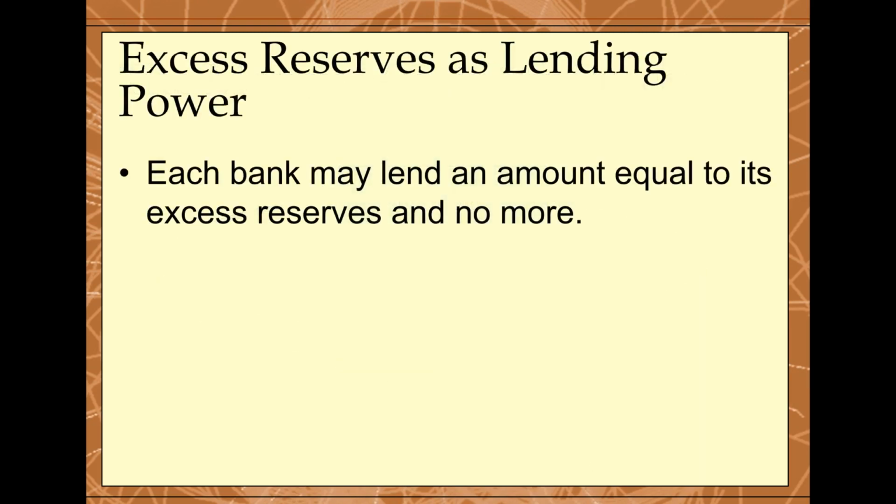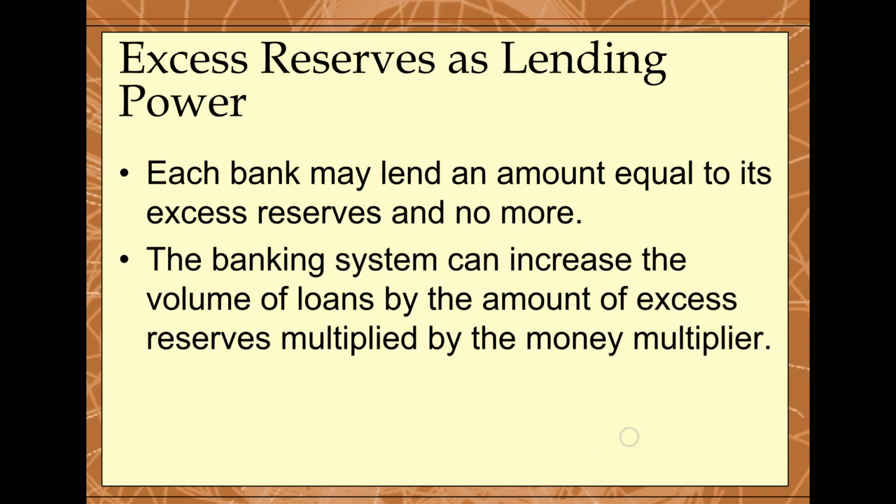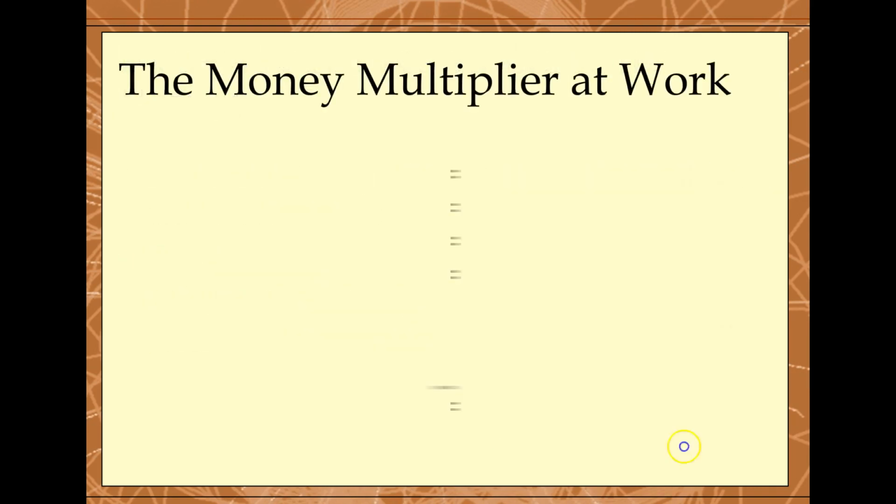So each bank may lend an amount equal to its excess reserves, but they can't exceed that because this is set by the Federal Reserve. The banking system can increase the volume of loans by the amount of excess reserves multiplied by the money multiplier.